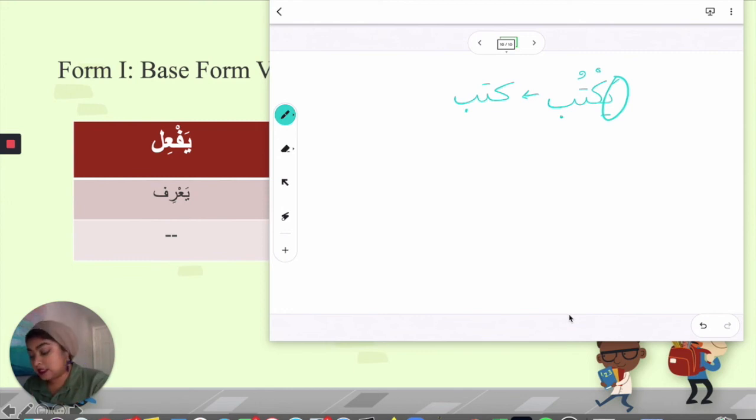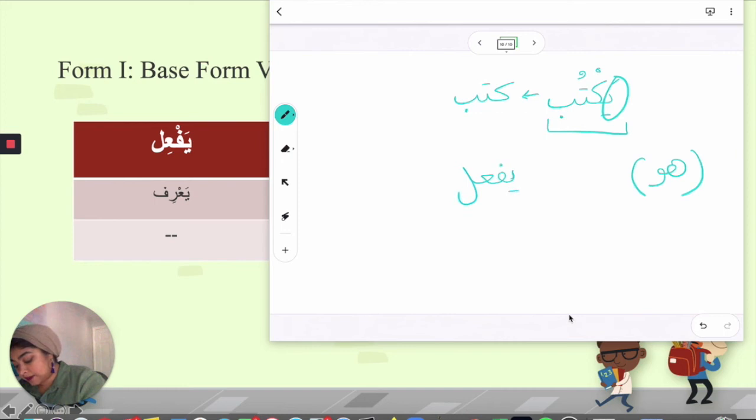If I was to look at the pattern for these types of verbs, we're only looking at the huwa form. The pattern is the letter ya, which is what we conjugate for huwa. We start the verb with ya, and then fa, ain, lam, which represents the first, second, and third root letter. So that's the pattern.